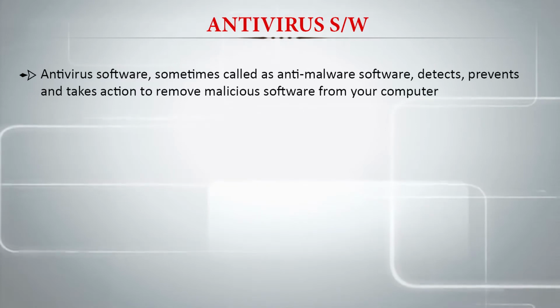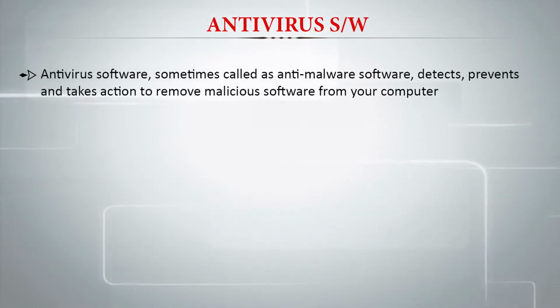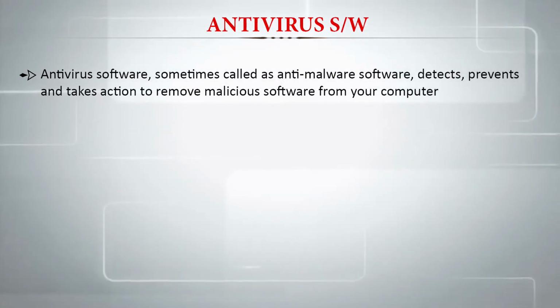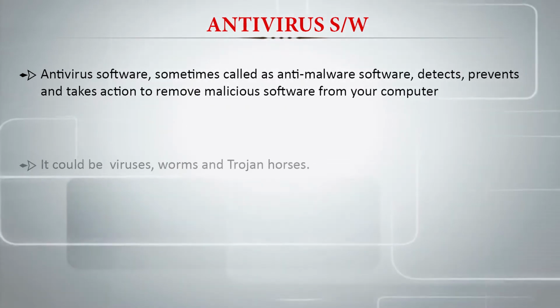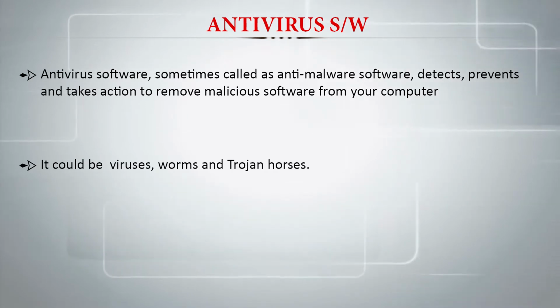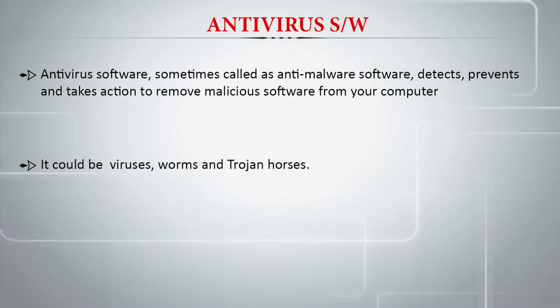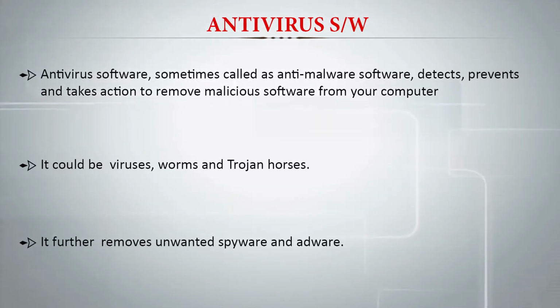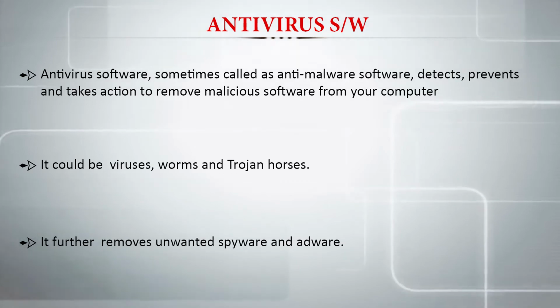Antivirus software, sometimes called anti-malware software, detects, prevents and takes action to remove malicious software from your computer. It could be viruses, worms, Trojan horses, or any other kind of software which harms your systems. It can further remove unwanted spyware and adware. We have had some discussion on spyware and adware. At least I remember that some discussion on adware has taken place, but we will add a little bit today on these two topics also.